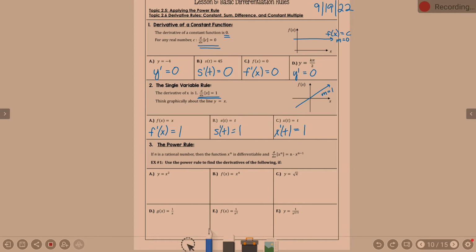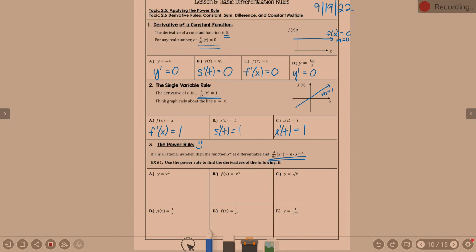Okay, this is the big one. This is the easiest one, the one we probably use the most. I love this one. Power rule. Okay, it reads funky. Give it a moment. If n is a rational number, then the function x to the power of n is differentiable, and the derivative of x to the n is n times x to the n minus 1. I know it reads funky, right?